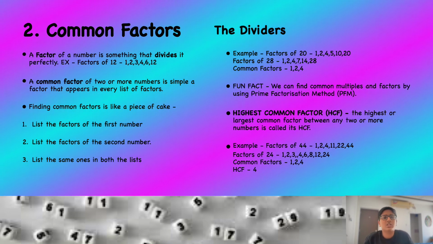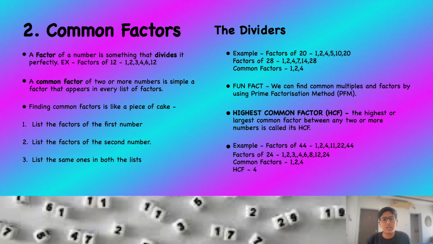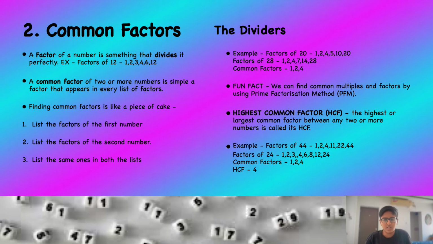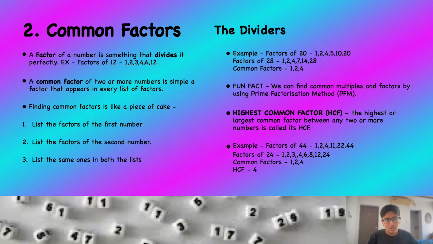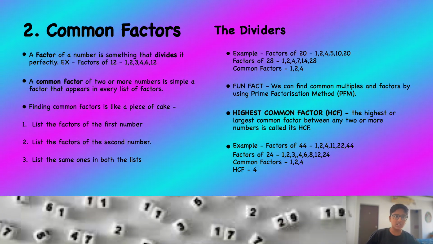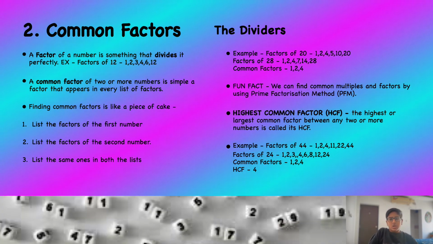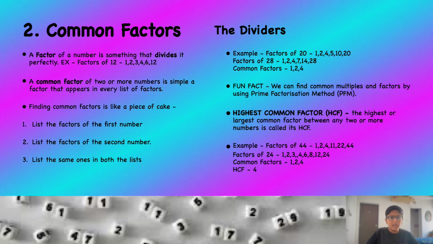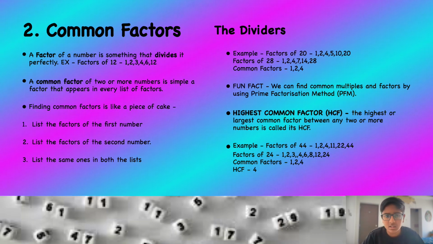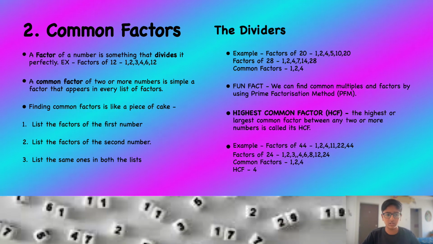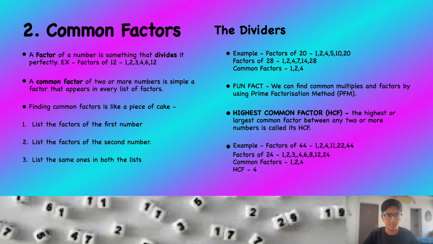So 12 by 1 is 12, 12 by 2 is 6, 12 by 3 is 4, 12 by 4 is 3, 12 by 6 is 2, and 12 by 12 is 1. So these factors are dividing it exactly into whole numbers. That is why they are called factors. So a common factor of two or more numbers is simply a factor that appears in every list of their factors. Suppose we take two numbers and there is one number which can divide both of them.